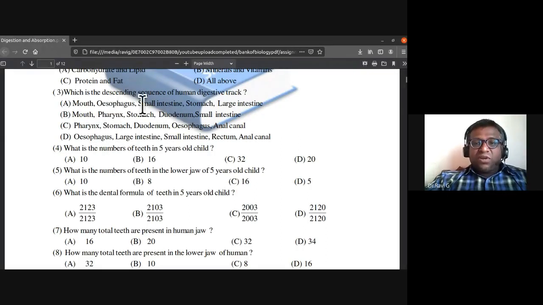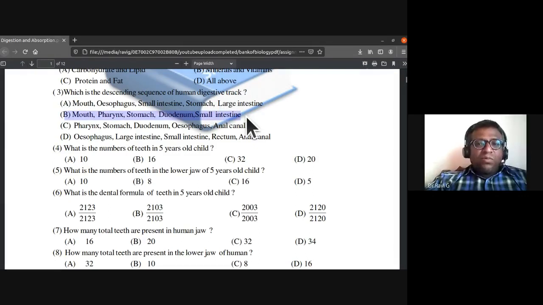The first one is wrong because stomach has come in between the small intestine and large intestine. That is not the correct sequence. The pharynx, stomach, duodenum, esophagus, again it is wrong. Esophagus, large intestine, again here it is wrong. So which might be the probable answer for this? B is the most probable.